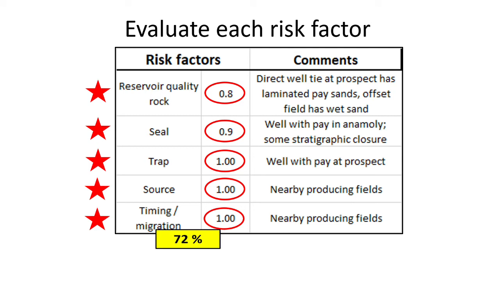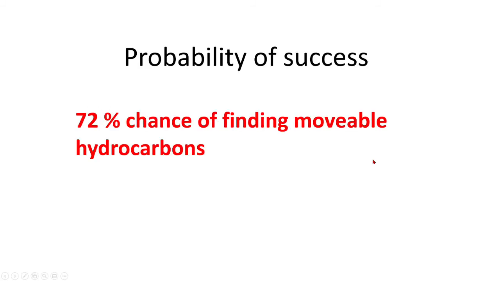All right, so we've estimated each of these factors for our prospect, and then you have to multiply them together. When you multiply them together, you get the overall chance of success for your project. It's 72%. Okay, so that means for this prospect, we have a chance of finding movable hydrocarbons at the location, and this is a pretty high chance. So we're going to drill in a known productive area, so it has a really high chance. Sometimes exploration projects could be 20%, 30% chance.